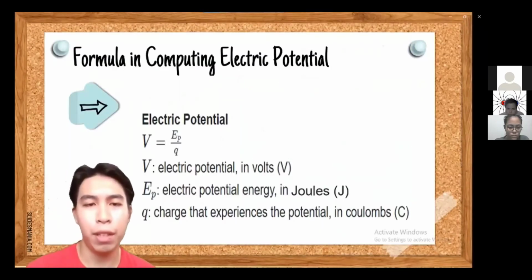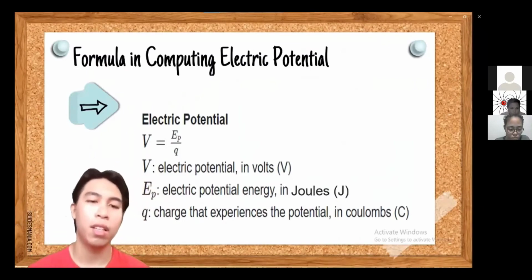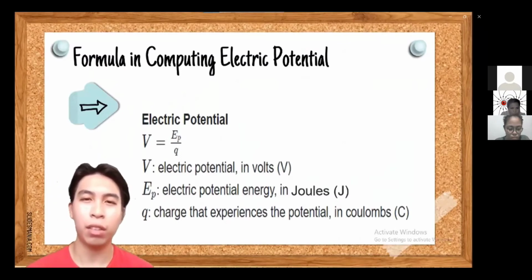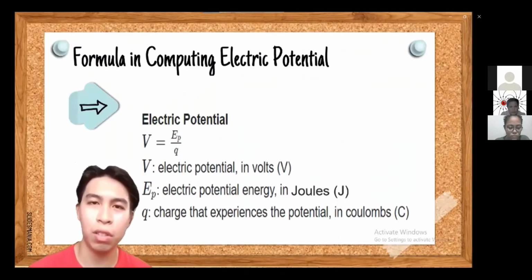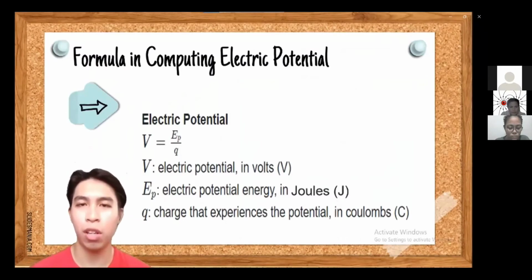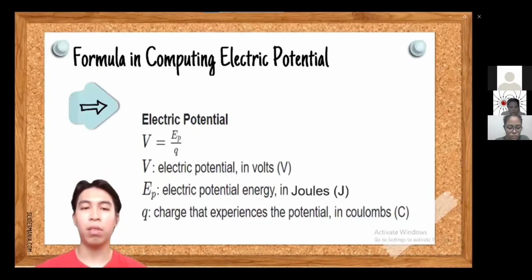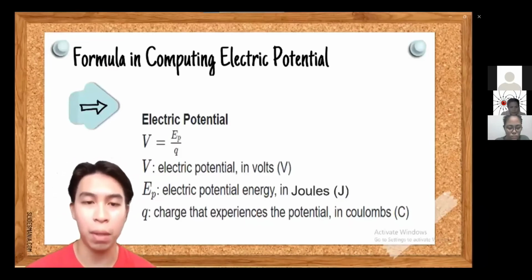So dako naman tayo sa formula sa pag-compute ng electric potential. So balikan muna natin ang definition ng electric potential. Ang electric potential, this is the amount of work or the amount of energy that is needed to push a charge from one reference point to a specific point. Looking at the formula, this is a simplified version of that statement.